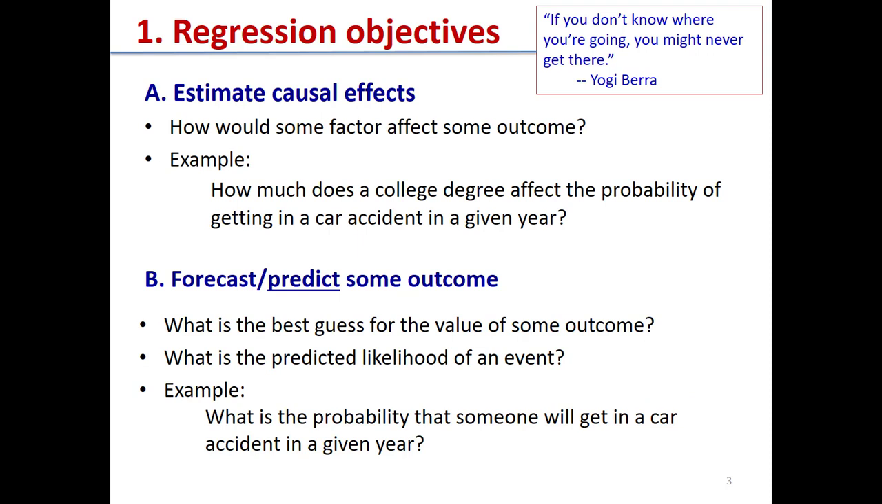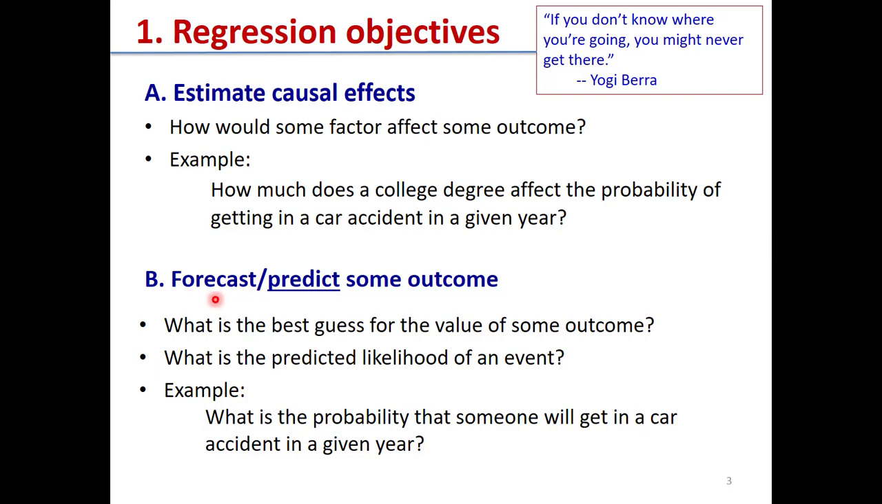There are 4 main objectives of regression analysis, and the first one is what we're probably most familiar with, estimating causal effects. We want to know how some factor affects some outcome. The classic one is how a college degree affects income, or maybe how much a college degree affects the probability that someone gets into a car accident.